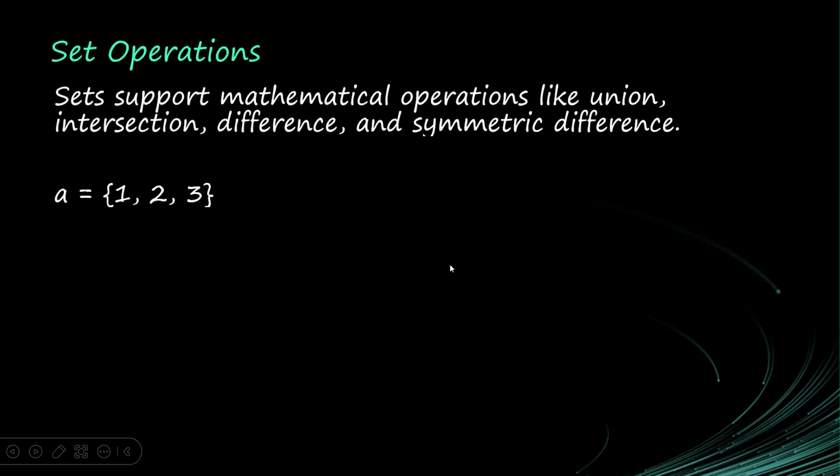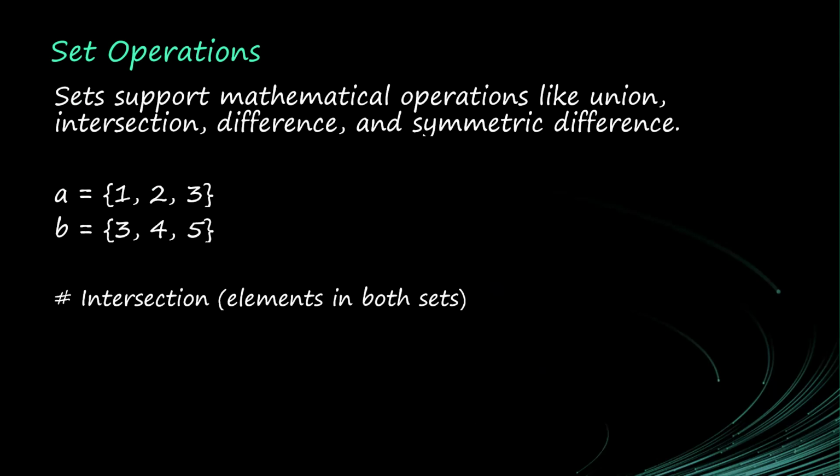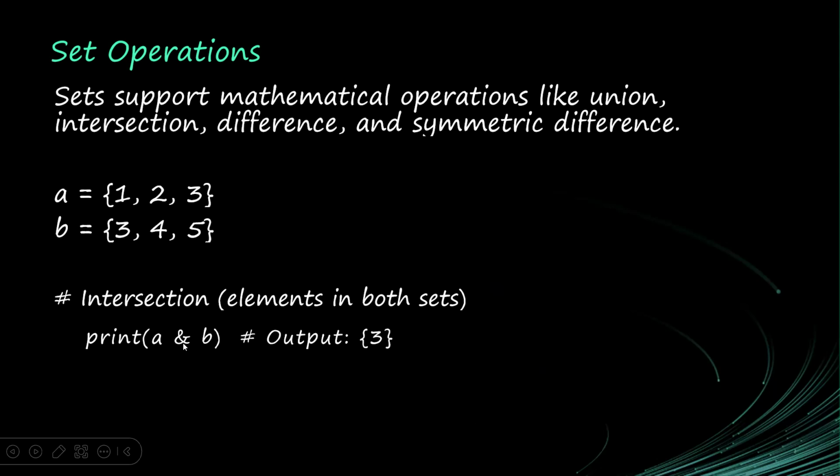Now we have another one, intersection. Intersection will give you the elements that both of them have in common. 1, 2, 3 and 3, 4, 5. What element do they have in common? They only have 3 in common. So A has 3, B has 3. What they have in common is the intersection. You use the ampersand symbol for it.